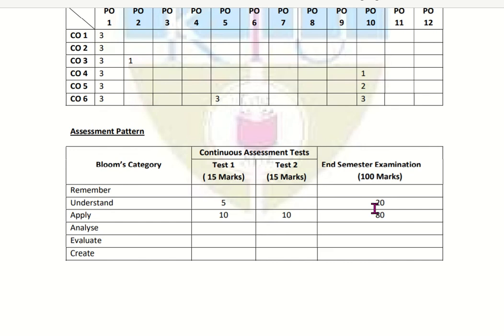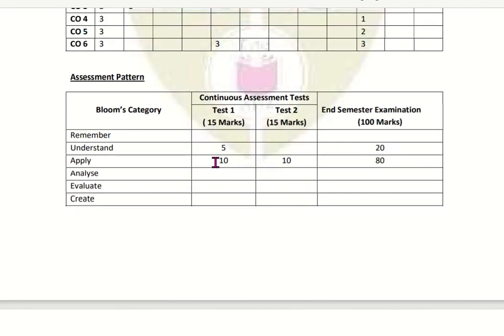For the assessment patterns, we know that we have sessional exams and university examinations. The sessional exam pattern is like this. For test 1 it is 15 marks, for test 2 it is 10 marks, and the end semester examination consists of 20 plus 80, that is 100 marks. For application we have 10 plus 10 plus 80, and for understanding the concepts we have 25 marks, 5 plus 20. Coming to the university examination, we have 100 marks, and for the internal assessment we have 50 marks, and the 50 marks is divided as will be shown later.